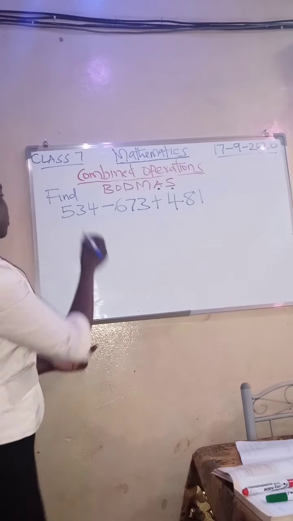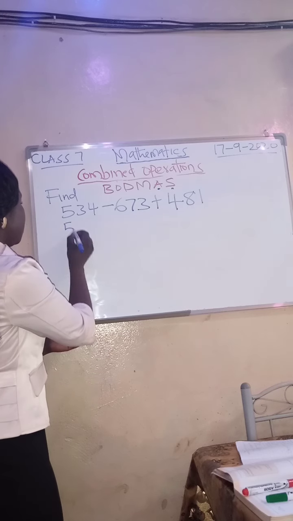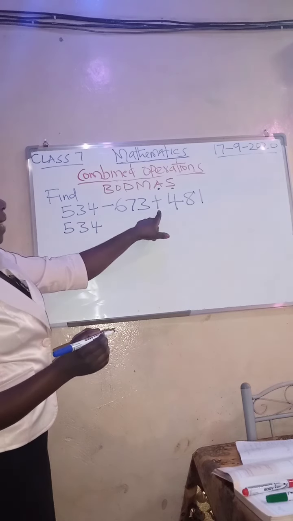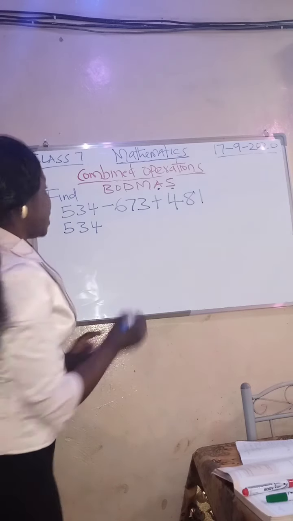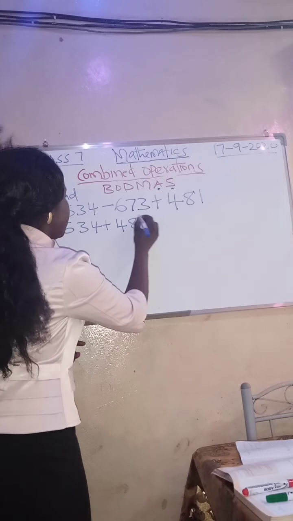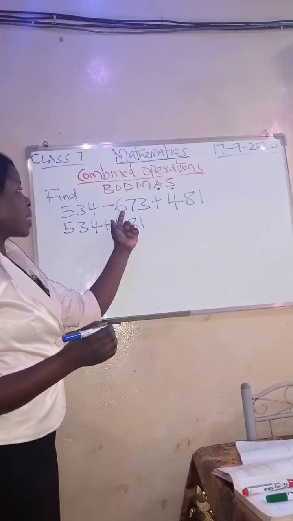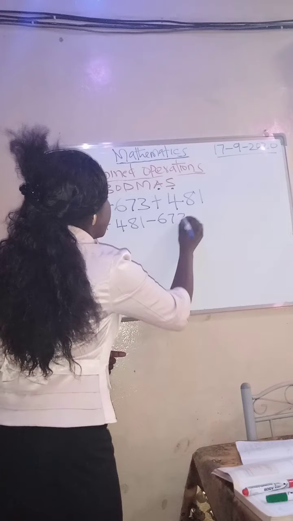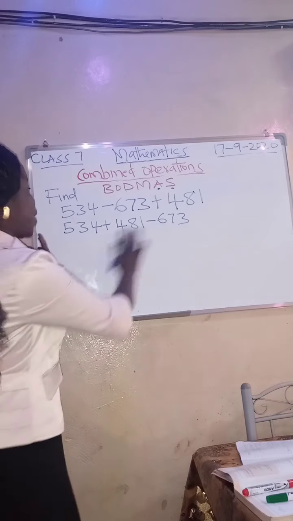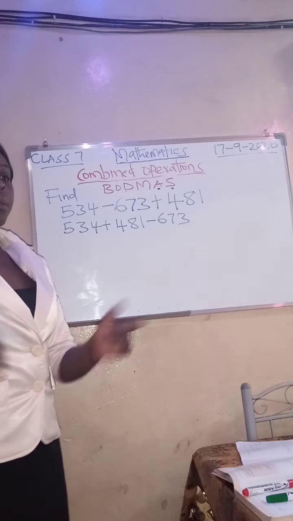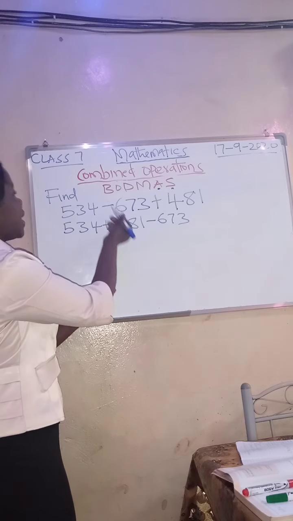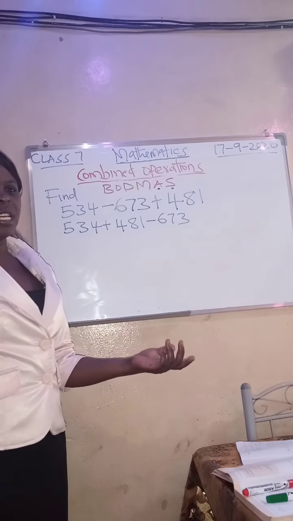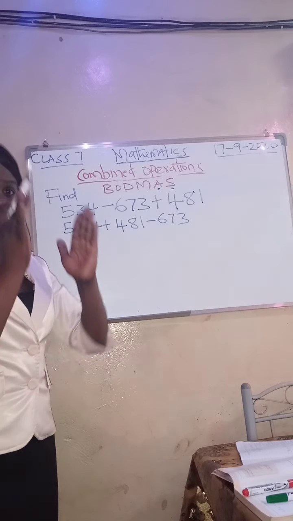So let's do that. We will take our 534, okay? And then we are supposed to add first. So let's check. We are supposed to add 481. That is the correct order. Then later on, we are supposed to take away 673, okay? Good. So that is the correct order. Now, if we calculate that, we will come up with the correct answer. But if you just decide and say 534, take away this, in fact, number one, it will not make sense because 500, you cannot take away 600. That's why this BODMAS helps us to get the correct answer.